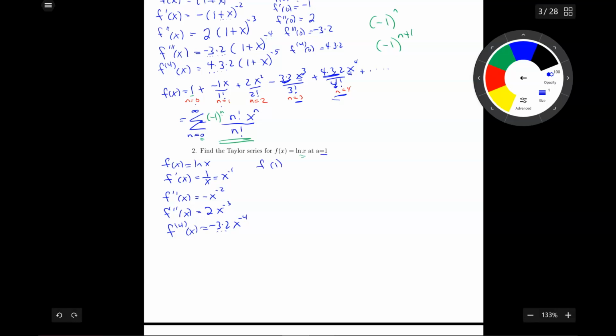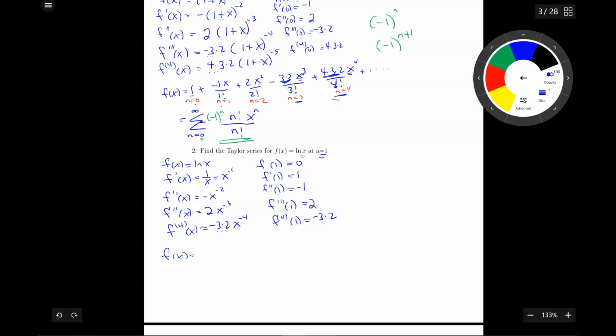So now go plug in 1. This is Taylor series, so I'm plugging in 1. ln of 1 I know is 0. F prime of 1, that's putting in 1, I get 1. Second derivative, I get negative 1. Third derivative, I get a positive 2. Fourth derivative, I get a negative 3 times a 2.